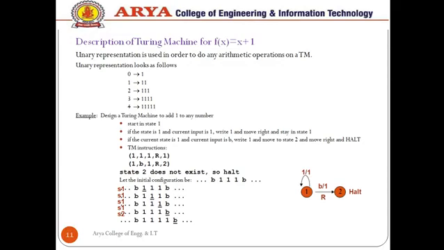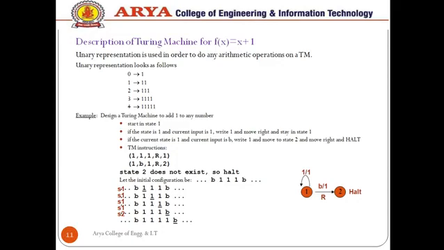So start in the state 1. If the state is 1 and the current input is 1, then write 1, move right, and stay in state 1. That means when the state reads a 1 input value, the 1 is replaced by 1, it moves in the right direction, and the state remains the same. In the next step, if the current state is 1 and the current input is b, then b is replaced by the symbol 1, move right to the state 2, and halt.